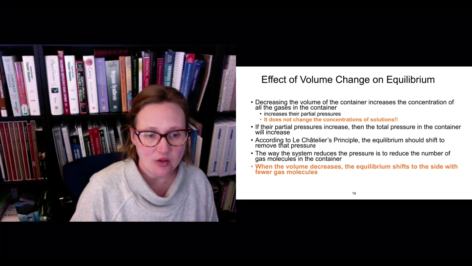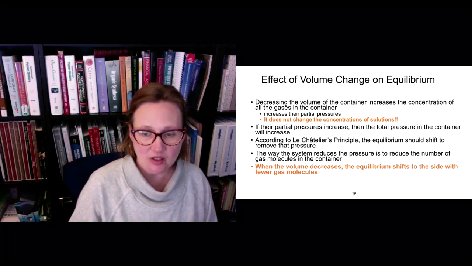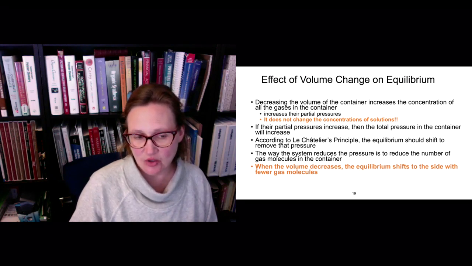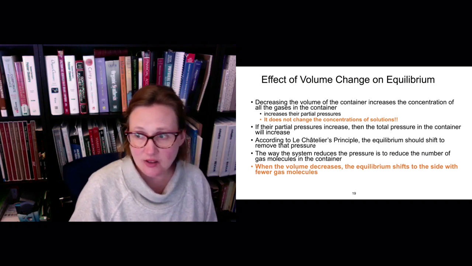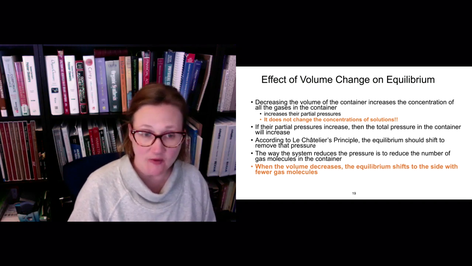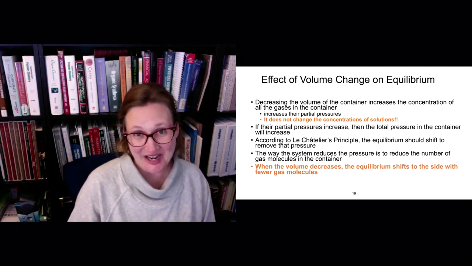All right, and so we're going to shift to reduce the number of gas molecules if we increase the pressure. So when the volume decreases, the equilibrium is going to shift to the side with the fewer gas molecules. And you can also think about it, what if you have a situation where you have the same number of gas molecules on either side? Well, then nothing's going to happen.